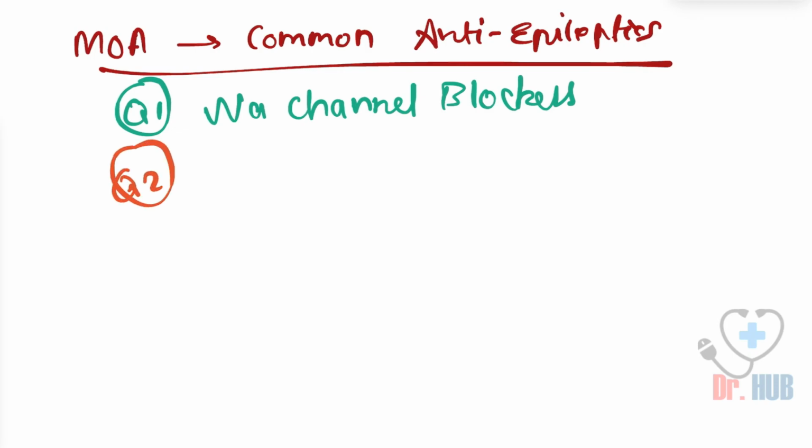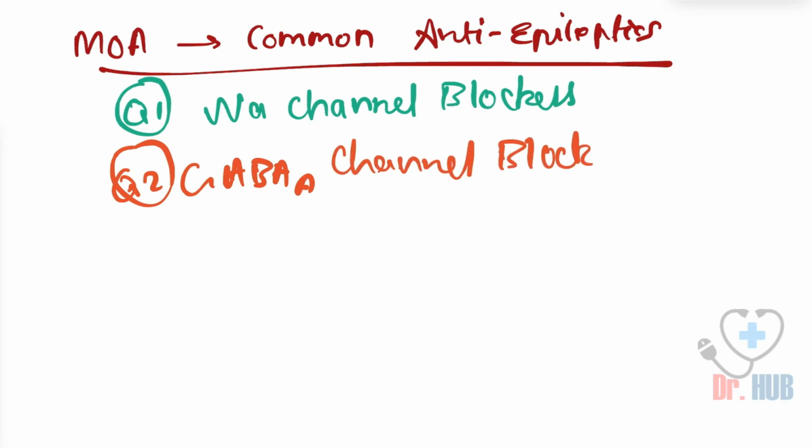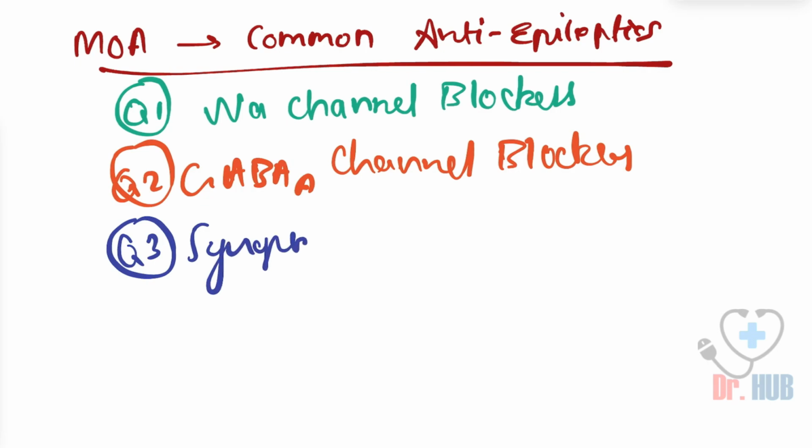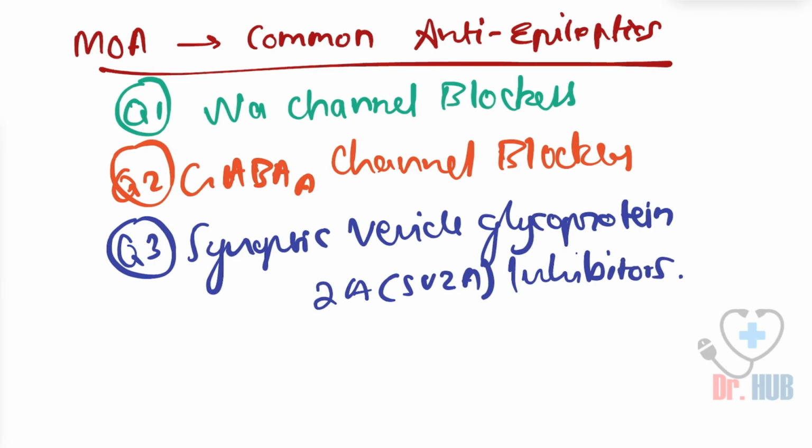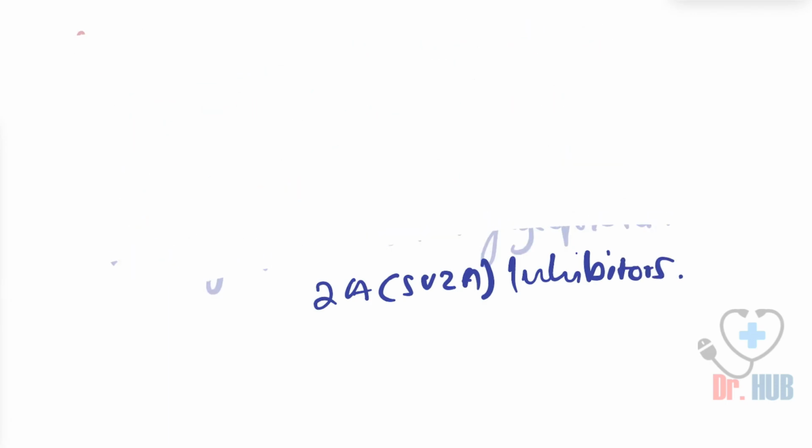So the second question is GABA A channel blockers. The third question we want to ask is the same, that is the synaptic vesicle glycoprotein 2A inhibitors. So you'll find out these answers in this video, and at the end of the video there are some questions as well.